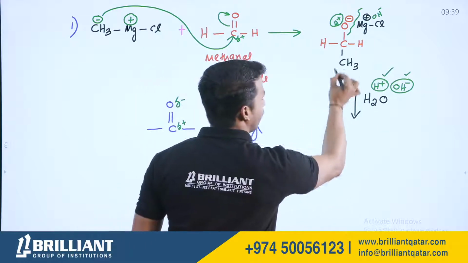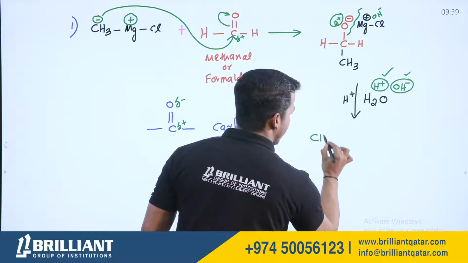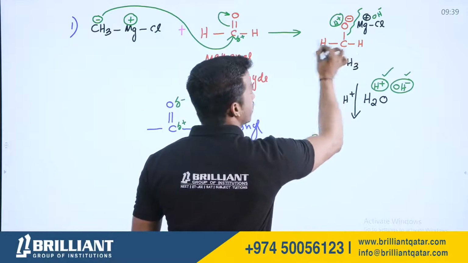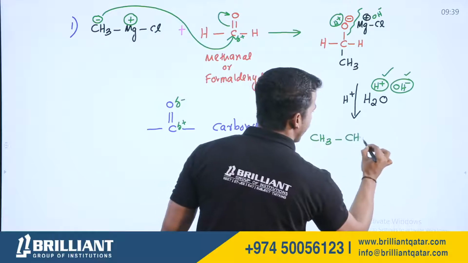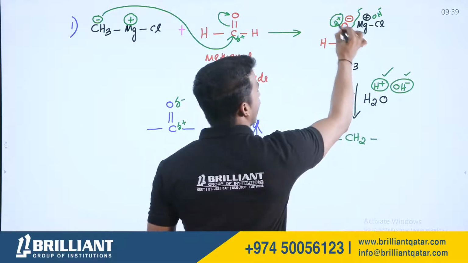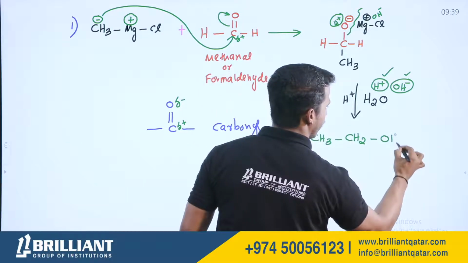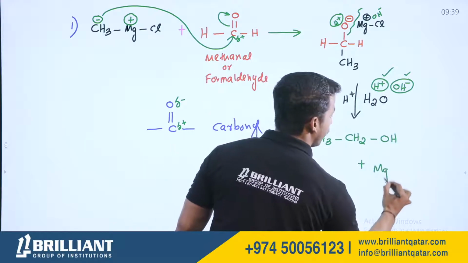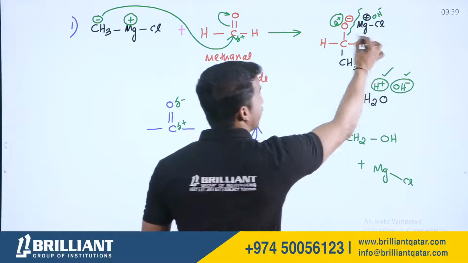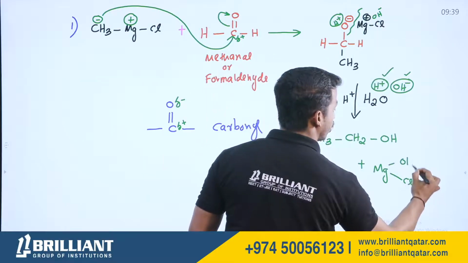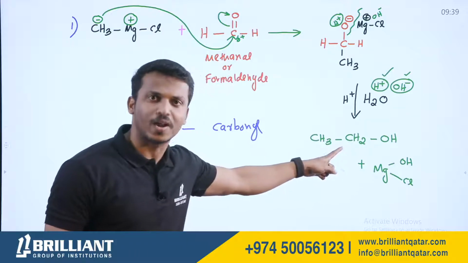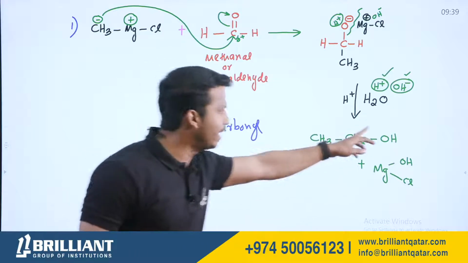What is the product? Let me write from here. This is CH3. Okay, CH3. What is this? CH2. Alright, CH2. And what do we have? OH. Correct, dear? OH. What is the byproduct? Magnesium is there. On magnesium, one chlorine is already there, and now we have an OH group. This is the byproduct. All of you, please check whether your product is an alcohol or not. Yes, it is an alcohol.